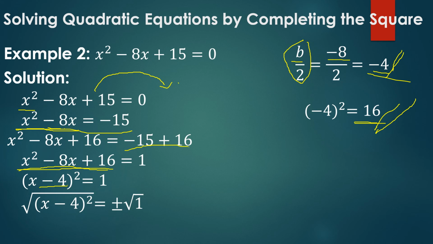Now, what is the square root of x minus 4 quantity squared? That is x minus 4. What about the square root of 1? That is 1. So we have x minus 4 is equal to positive and negative 1.